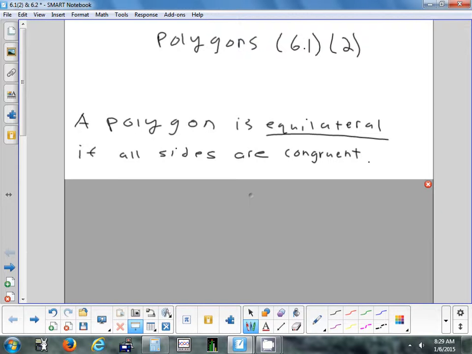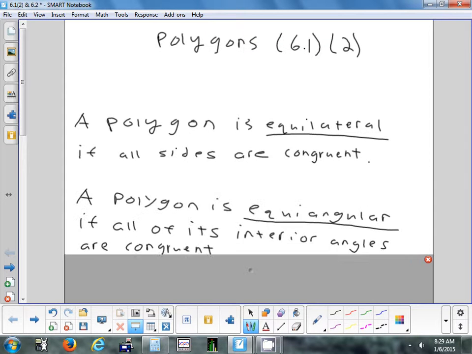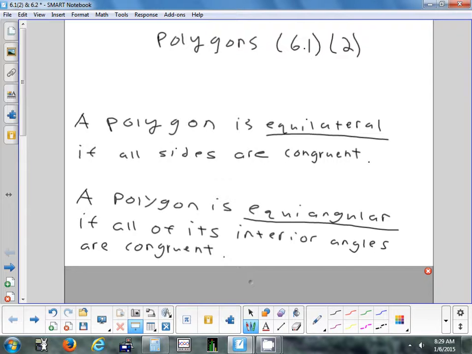Okay, so what does it mean if a polygon is equilateral? Well, we know what it means if it's a triangle. It means equilateral, all the sides are the same. It's the same thing here. So if a polygon is equilateral, that means all sides are congruent. Okay? If a polygon is equiangular, well, think back to what it means about a triangle. A triangle is equiangular, all the angles are equal. In a polygon, it's the same thing. All of its interior angles are congruent. It's just there's more of them.